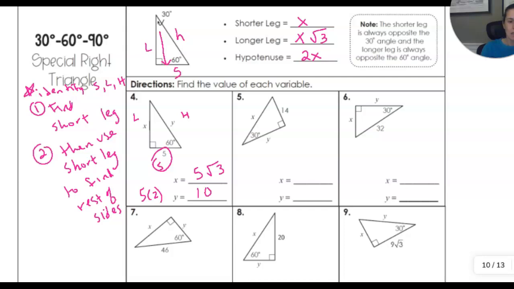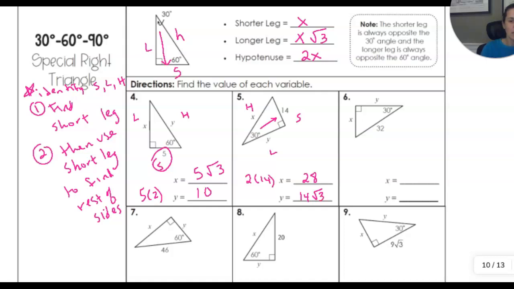Okay. Now, in number 5, let's see, they give us the shorter side again. Well, that's convenient because it's the short leg times radical 3 to get the long leg. And we multiply the short side by 2 to get the hypotenuse. So in our case, x represents the hypotenuse. So it would be 2 times 14, which would get us to 28. And then the long leg would be your short side times radical 3.